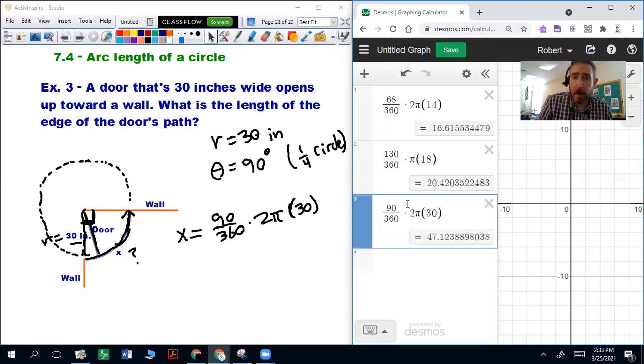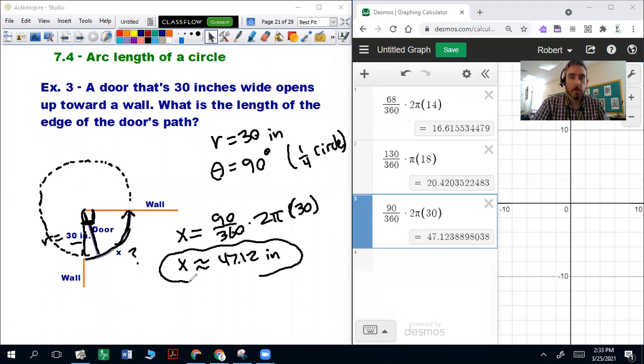And so that distance is about 47.12. So the length the door travels is approximately 47.12 inches. And there you have it. There is your lesson.